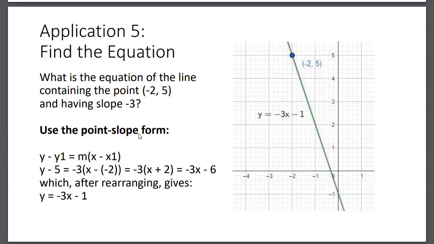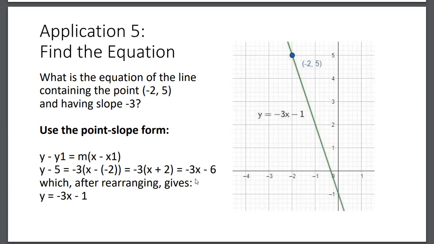We use the point slope form that we derived on the previous slide. Here it is, y minus y1 equals m times x minus x1. Putting in the numbers, y minus 5 is equal to -3 times x minus a minus 2. Well, minus a minus 2 is plus 2. And when you distribute here, you get -3x minus 6.